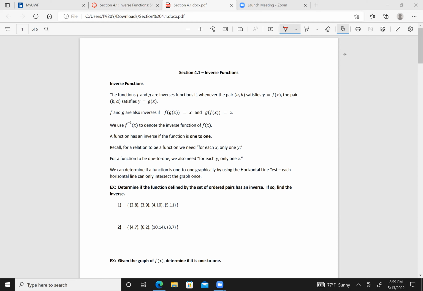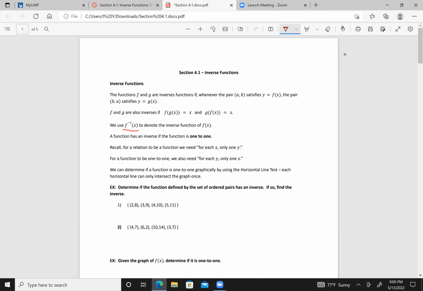Another way to test if f and g are inverses is f of g of x equals x and g of f of x equals x. We use this symbol here. That's not f to the -1 power. It is a way to denote f inverse of x.